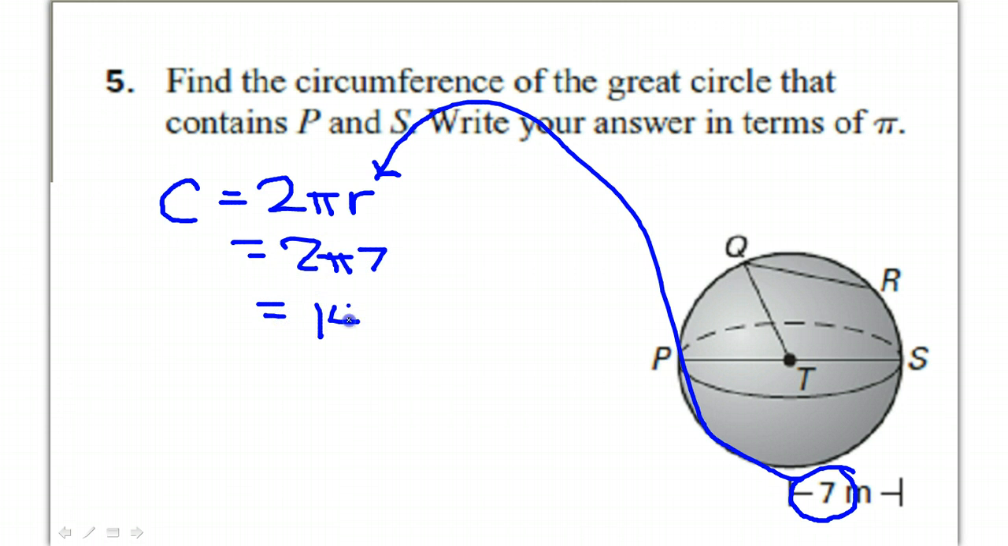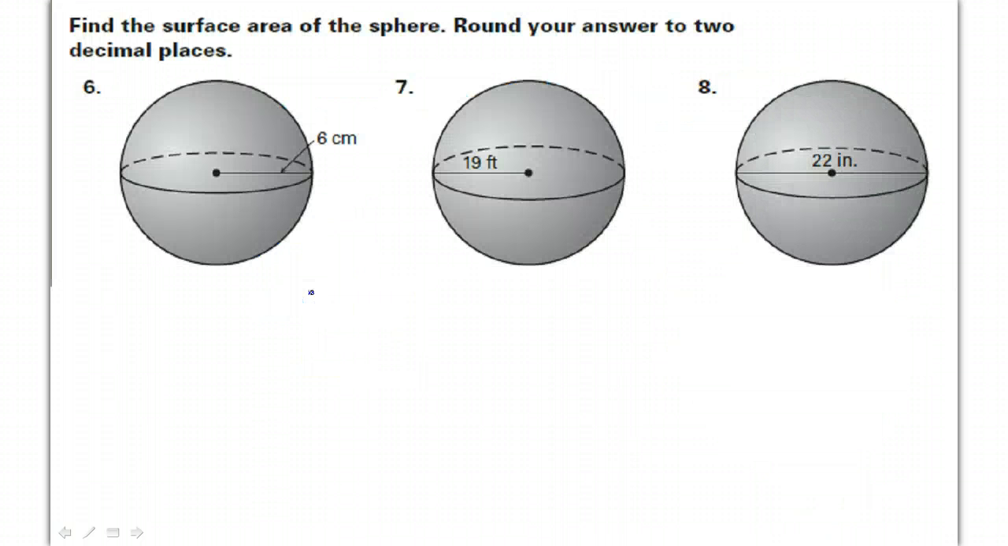Okay, so of course that's 14 pi. Any questions about number 5? Irving, that's 2. Next one is detention. Alright, find the surface area and volume. Round your answers to 2 decimal places.